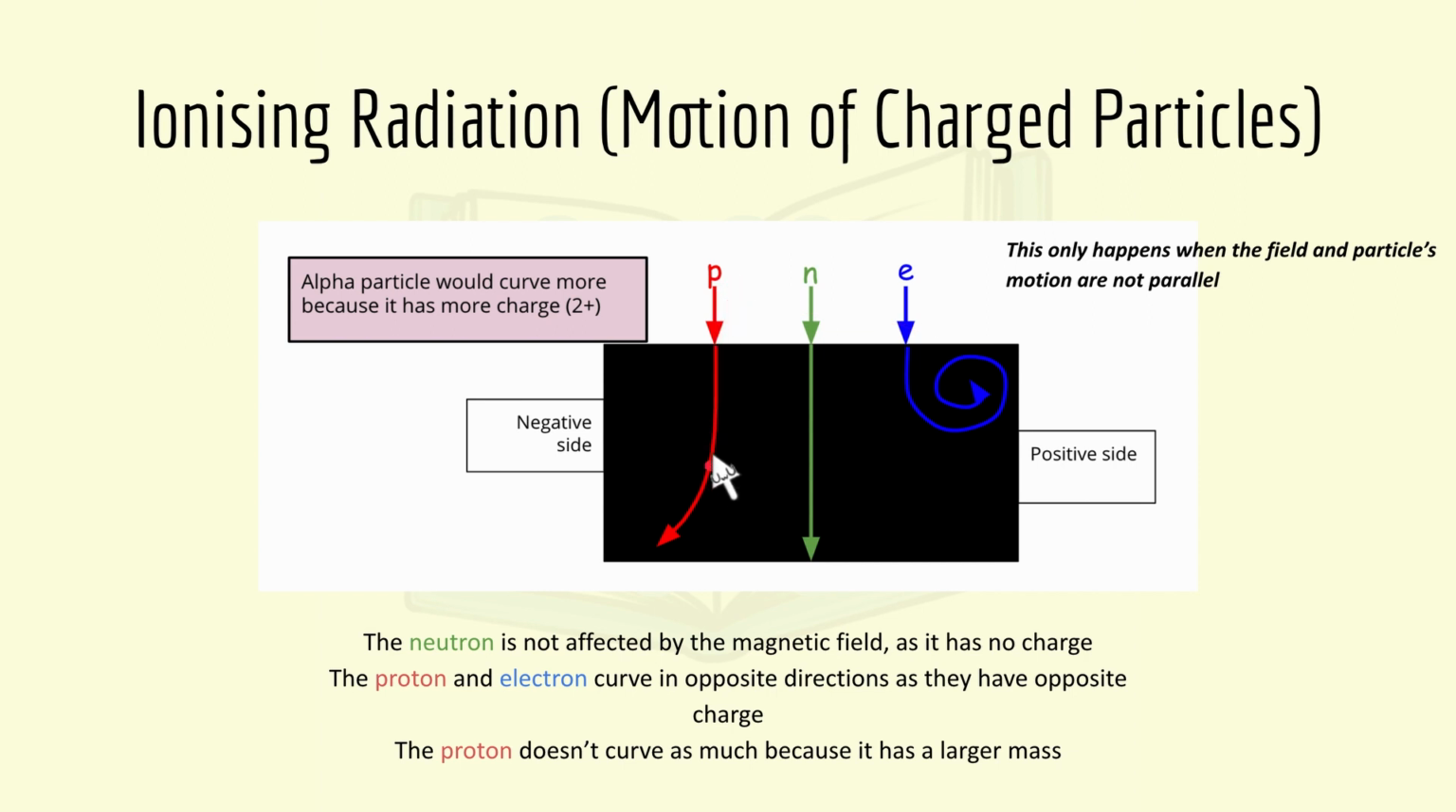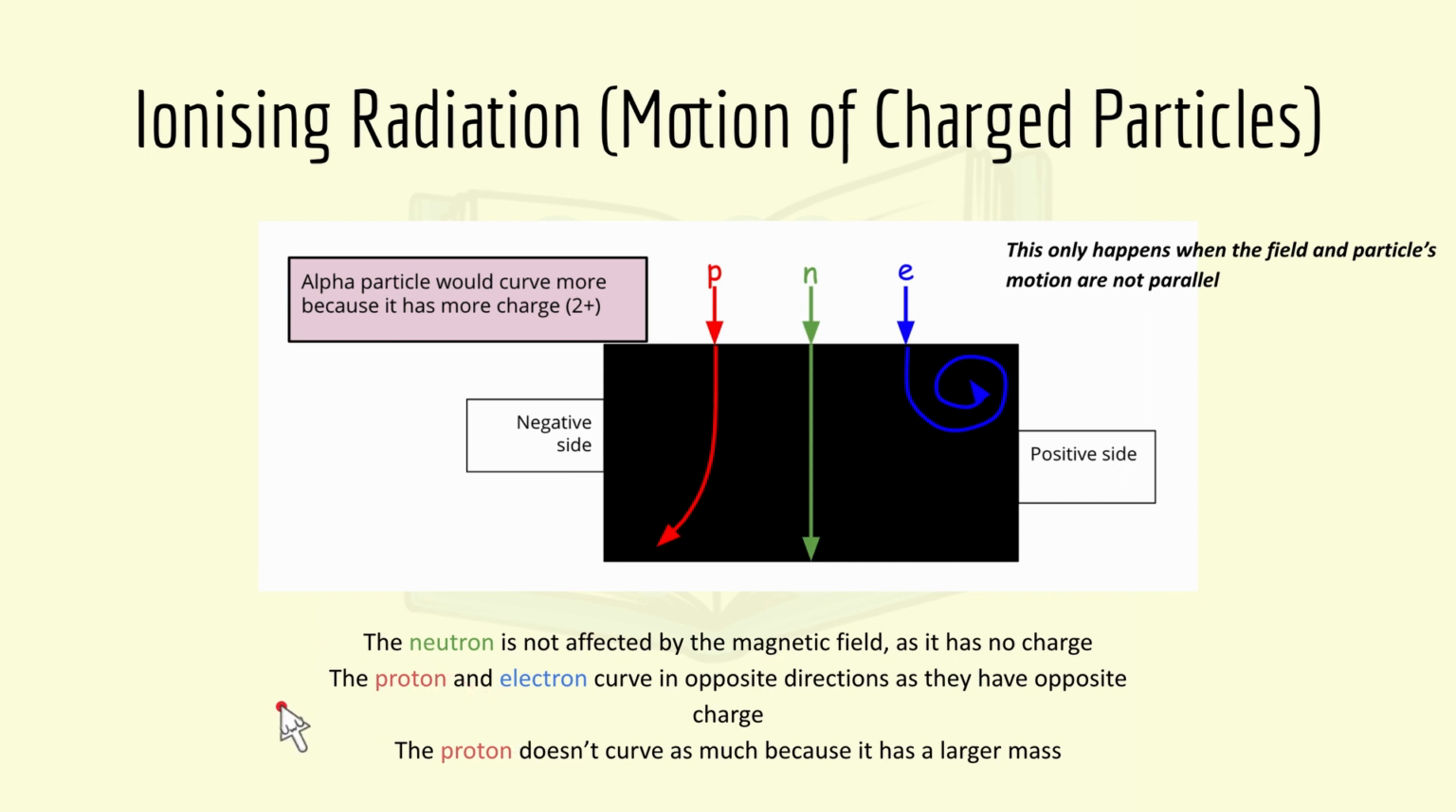In this example, you can see that the proton curves less than the electron. But if this were alpha particles, it would curve more because it has more charge. Alpha particles have 2 plus charge, but electrons or beta only have 1 minus charge. So alpha particles are heavier, so they curve more. Here's a description for this diagram over here.